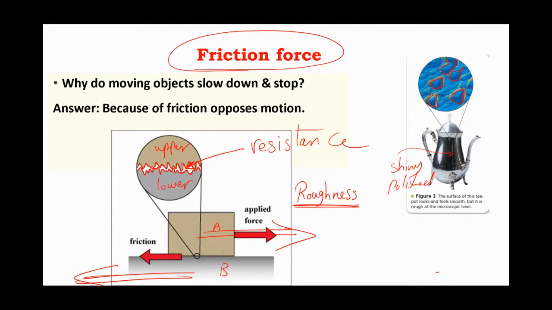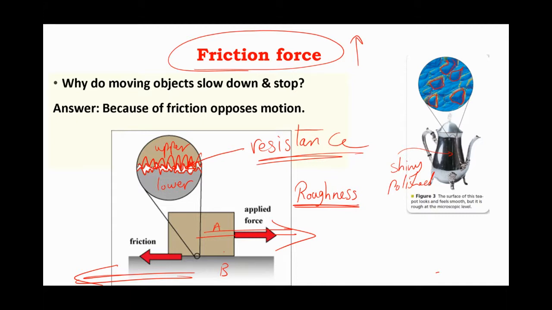If there are a lot of irregularities and big irregularities and hard irregularities, or hard and solid bumps, there will be a lot of resistance. So the friction force will increase. And in general, in physics, we call it the roughness of the surface. So if you increase the roughness of the surface, the friction force will increase.